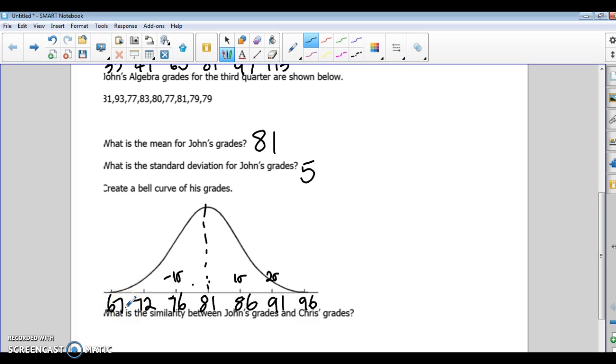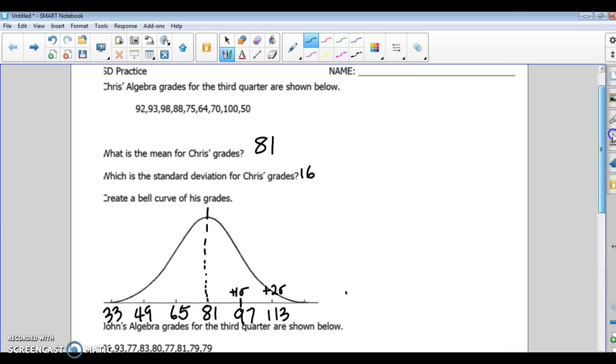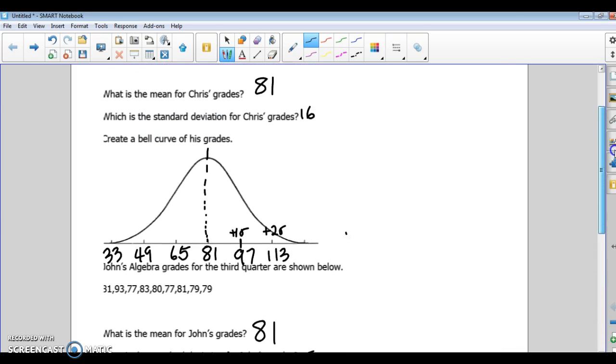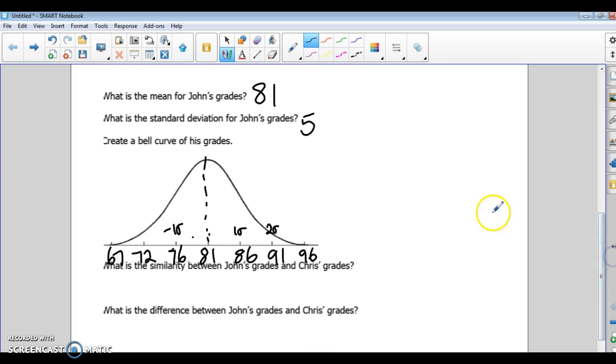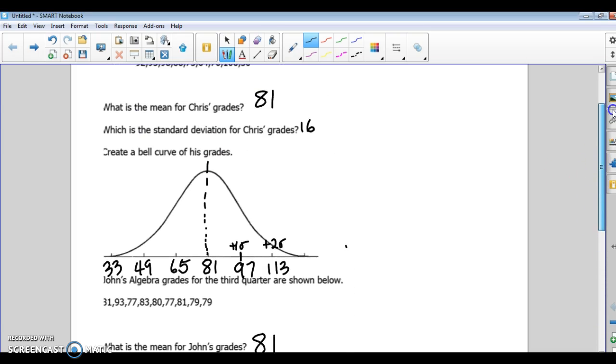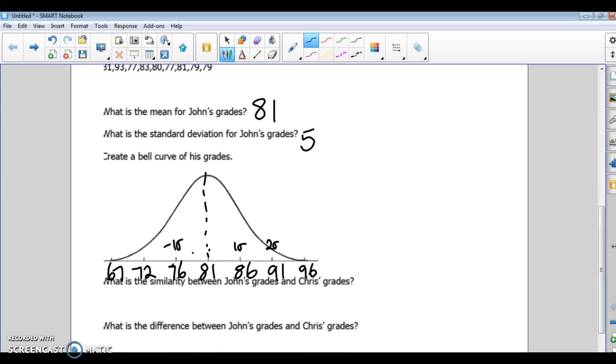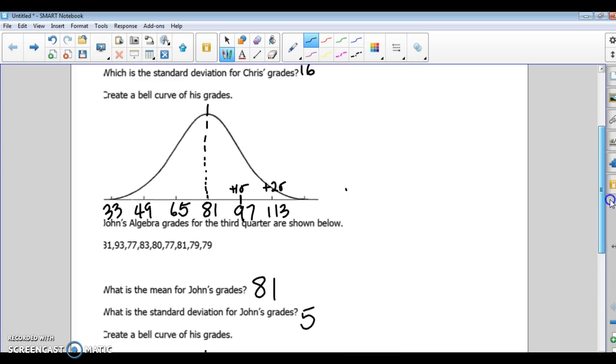Okay? Now, if you take a look at them, if you compare Chris's scores with John's grade, what do you know about them? What are the similarities between John's grade and Chris's grade? What do you see? They have the same average. So they have the same mean, which is the same average. Okay? So if you are looking at their grade book, their average will be the same. But what's the difference between John's grade and Chris's grade? If you don't even look at the standard deviation, just compare these scores.